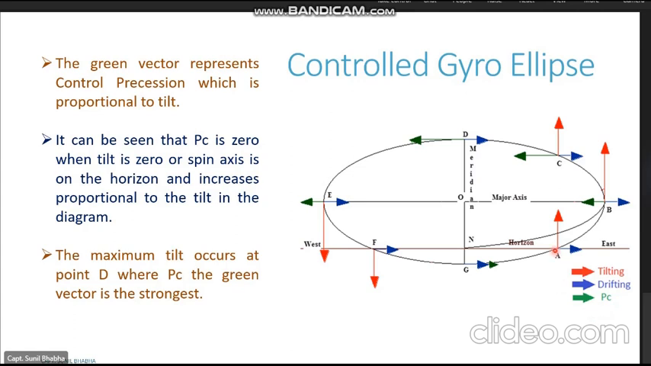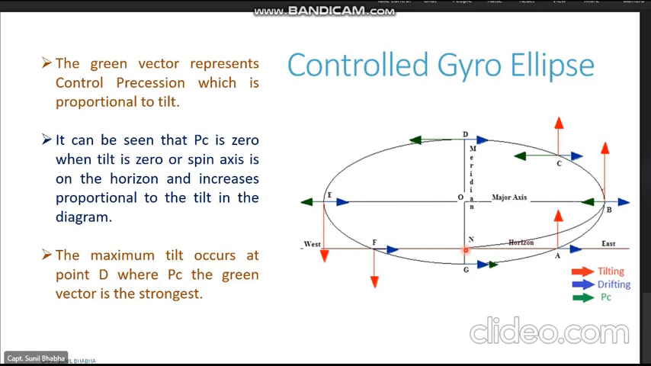Now in this diagram, you see we have the horizon at this particular location. You can follow the laser pointer. This is the horizon. Whenever the spin axis is on the horizon, the tilt is 0. Whenever the spin axis is above the horizon, we have an upward tilt. And whenever the spin axis is below the horizon, we have a downward tilt.